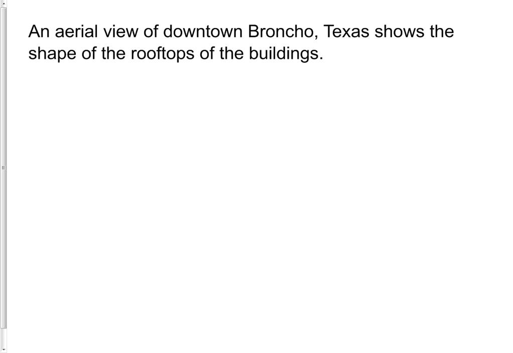An aerial view of downtown Bronco, Texas, just a made-up town, shows the shape of the rooftops of the buildings, and that's pretty much what you're going to get from an aerial view. When you are way up in the air in a helicopter or an airplane and you look down at the surface of the earth, nothing really appears to be three-dimensional. All you see is two-dimensional polygons looking back up at you. All you see is the rooftops.